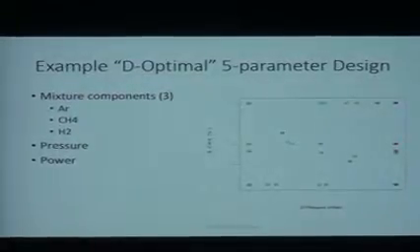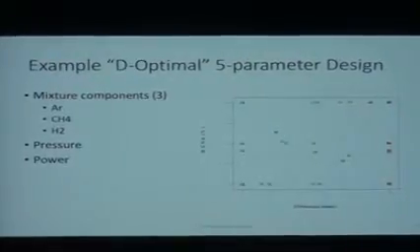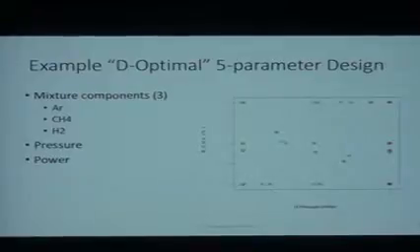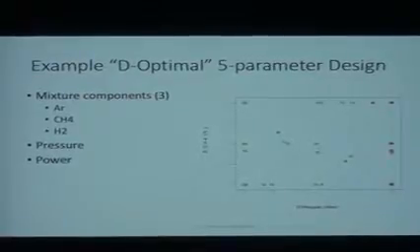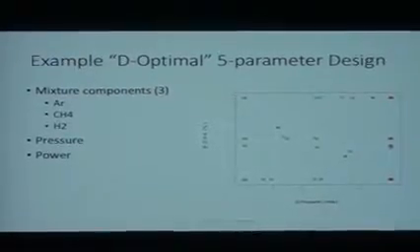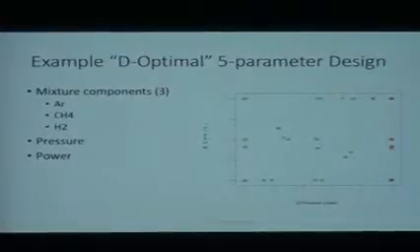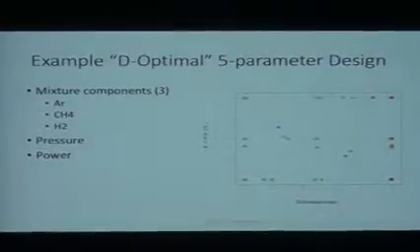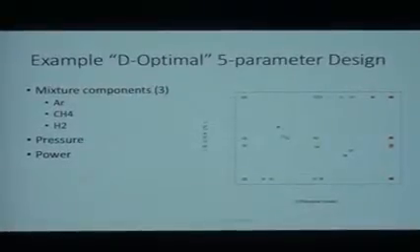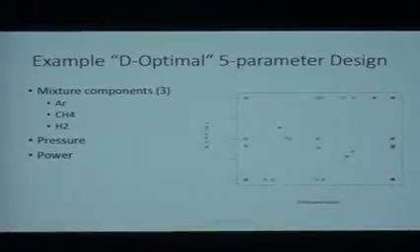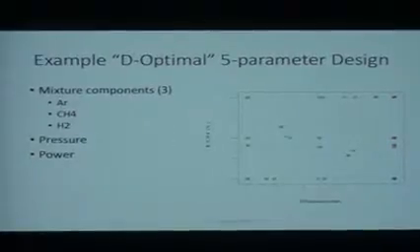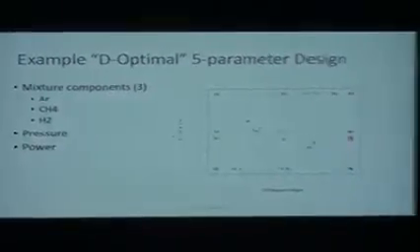And then we can also adjust the pressure in the reactor and the power. That's the plasma power that we use. And using something called a D-optimal design, which is used for in-between screening and full model development. That's where D-optimal sits in the statistical world. The program itself will make up a set of experiments.